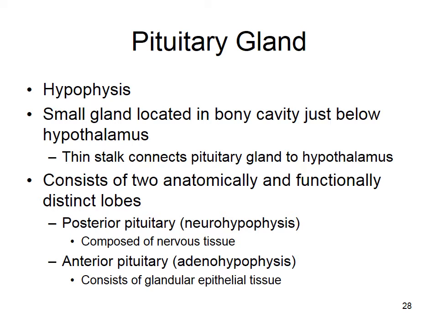So anterior and posterior pituitary glands are both anatomically and functionally distinct. Your posterior pituitary is also known as your neurohypophysis, and is actually composed of nervous tissue. There are neurons whose cell bodies are up in your hypothalamus, and then the axons run down that thin stalk, and the axon terminals are in the posterior pituitary. The anterior pituitary is also known as the adenohypophysis, and it's made up of actual glandular tissue. You've got endocrine cells in there that are secreting hormones.